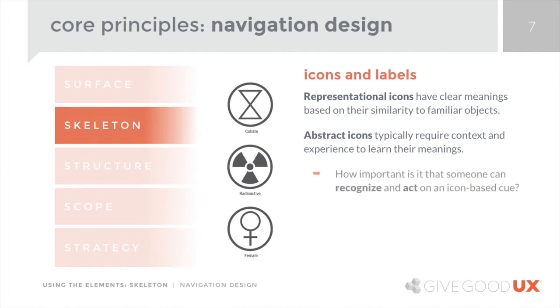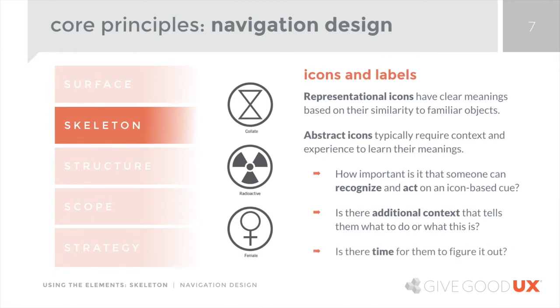Number one, how important is it that someone can recognize and act on that icon that they see? Is it going to clue them in as to what they're supposed to do? Are they going to get it immediately? Have they seen it before? Is there additional context on the screen that also tells them what to do or what this is? Is there a label underneath the icon? Is there a label next to the icon? Are there other things on the screen that make it obvious or sort of go some distance in explaining what that thing is? And most importantly, is there time for them to figure it out? Which there may not be.